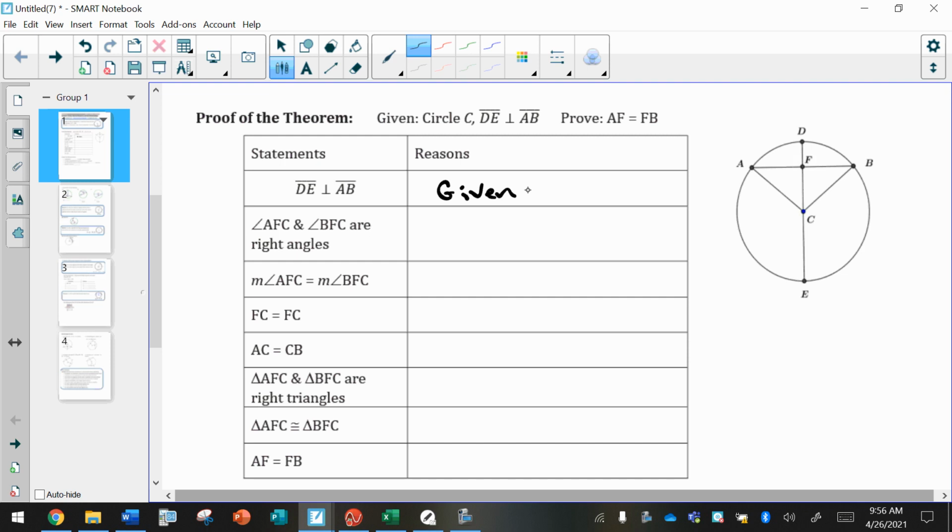Angles AFC and BFC are right angles. What's our reasoning for that? Why do we know that AFC and BFC are right angles? Well, we're given that they're perpendicular, so perpendicular lines form right angles. Now, as a conclusion of them being right angles, their measures are equal because all right angles are equal.